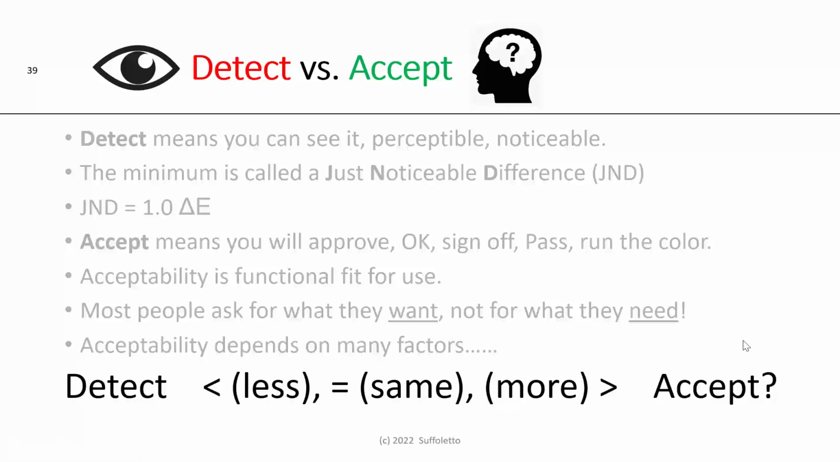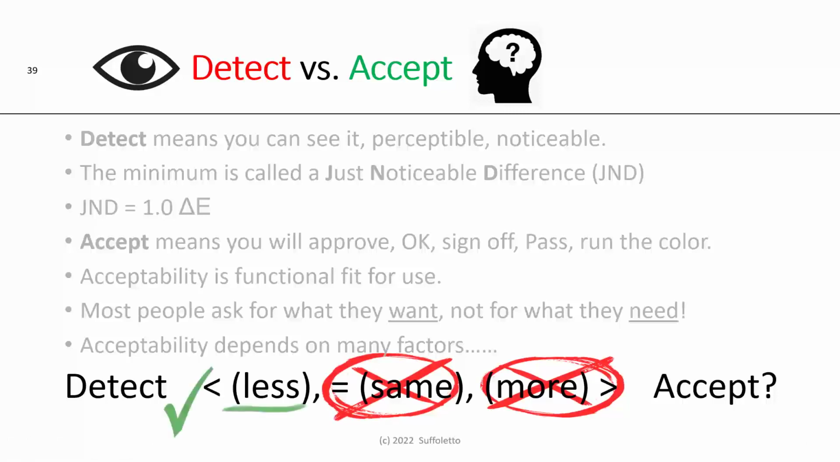Let me ask you a question. If we have detect and we have accept, then what is the relationship between them? Is detectability less than acceptability? Is detectability the same or equal to acceptability? Or is detectability more than, greater than acceptability? Well, it's not the same. It's not more. It's got to be less. So detectability is less than acceptability, or, saying this a different way, backwards, reverse, opposite, complement: acceptability has to be more than, greater than detectability.